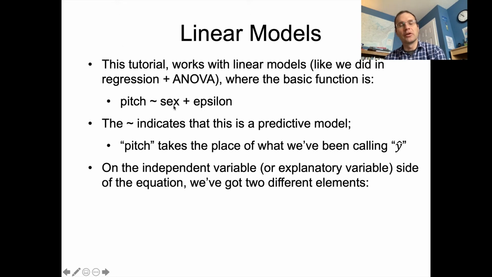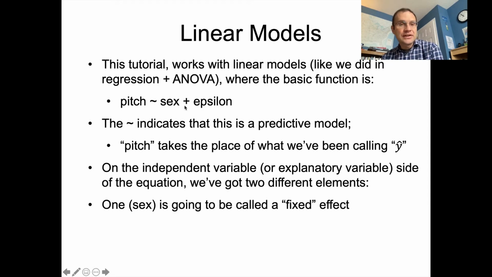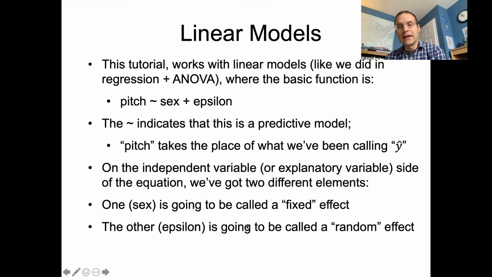On the independent variable or explanatory variable side of the equation, we have two different elements. The first, sex, is going to be called a fixed effect in this paradigm of looking at the statistical world. And the other, epsilon, is going to be called a random effect. Before, when we first started talking about this, I broke this part down into what I was calling signal and noise. You can still think about it in that fashion if you'd like, where the signal corresponds to fixed effects and the noise corresponds to random effects.